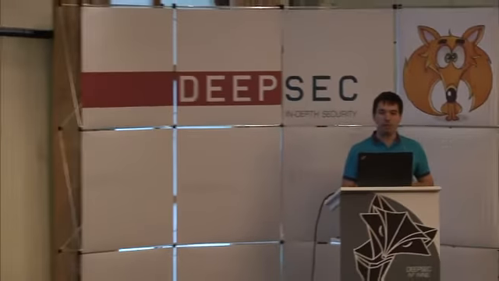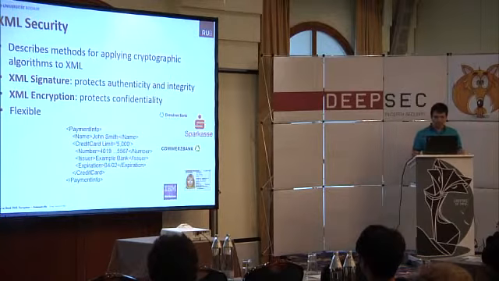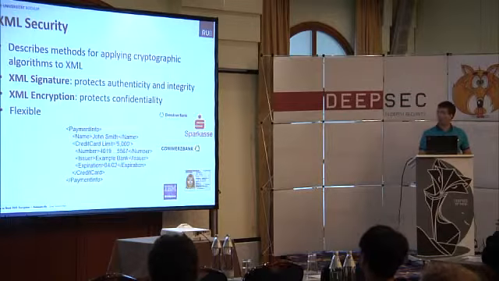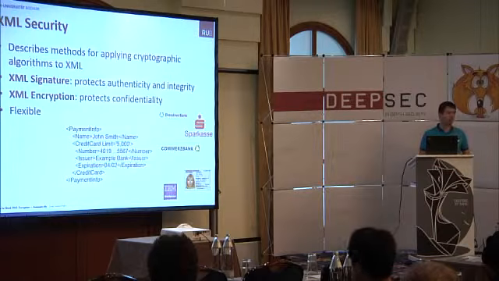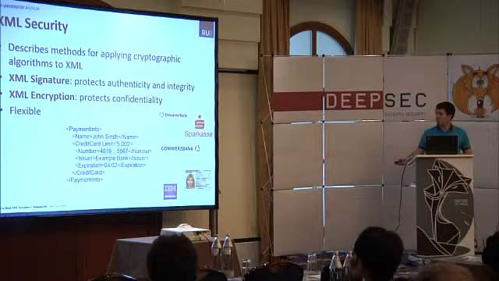So XML security describes methods for applying cryptographic algorithms to XML. It basically consists of two standards: XML Signature and XML Encryption. XML Signature protects authenticity and integrity of the data, and XML Encryption protects confidentiality. So it is very flexible. It allows us to secure the whole document or specific elements or element contents or more elements at once. So you can encrypt or sign specific elements.